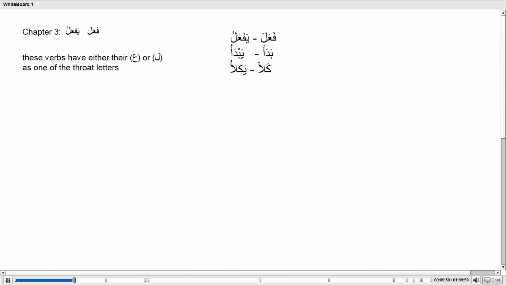And we have also ذهب. So what's the mudari' going to be? If the madi is ذهب here, it's يذهب, right? Not يذهَب, neither يذهُب, but it's يذهَب.